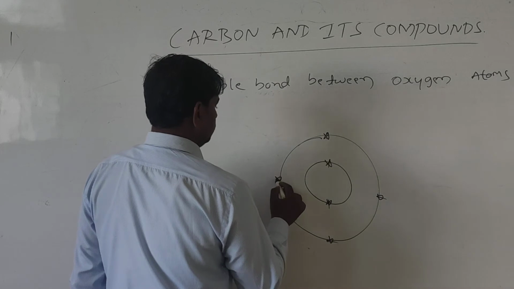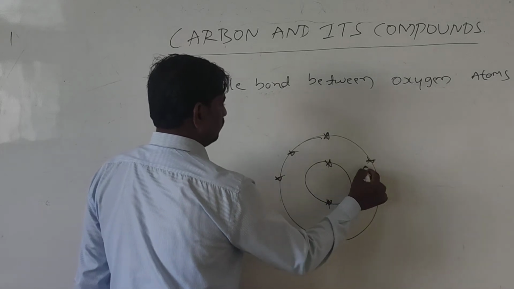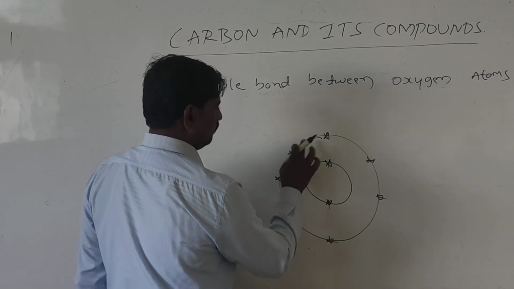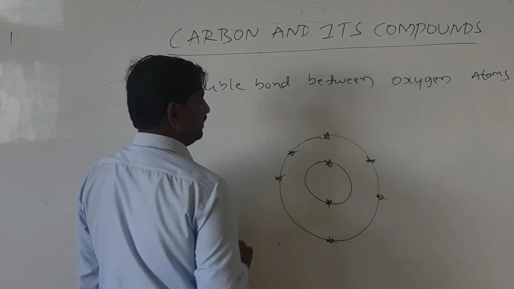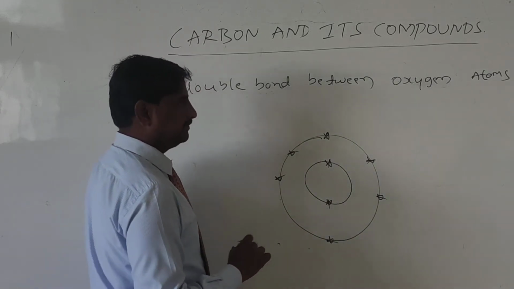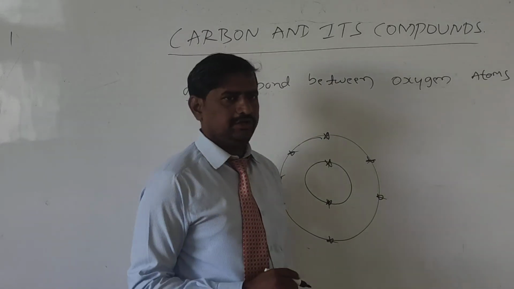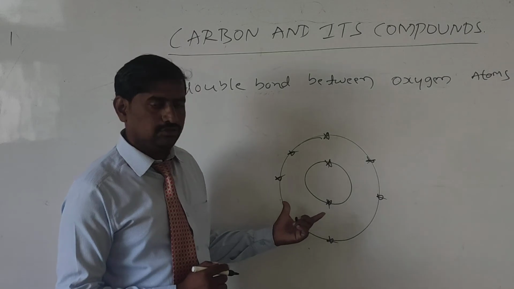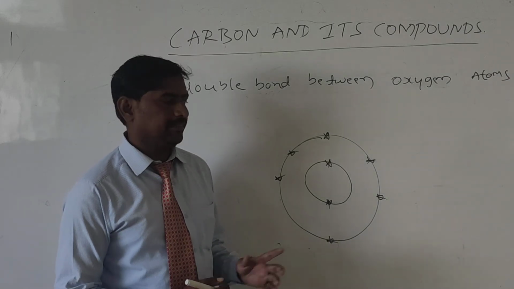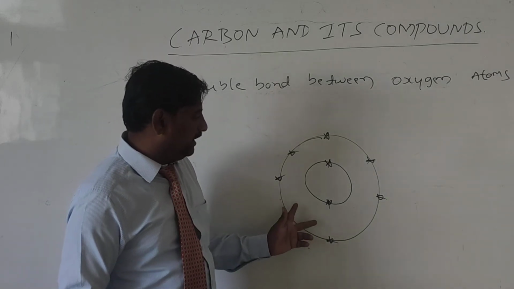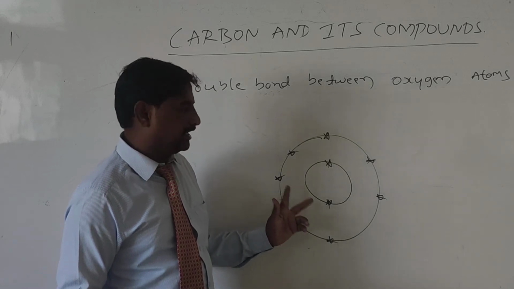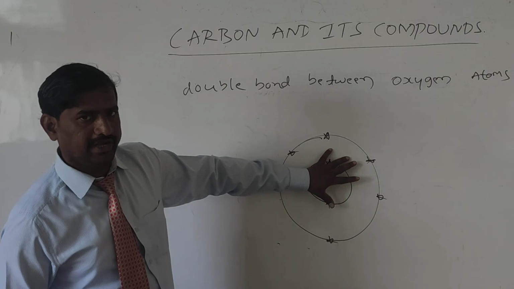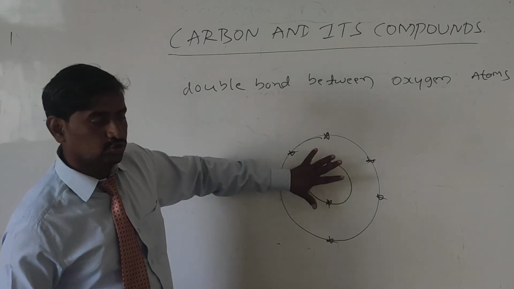1, 2, 3, 4, 5, 6. So together there are 8. It means that to complete the octet rule, 2 electrons are needed. That's why each oxygen atom needs 2 electrons.